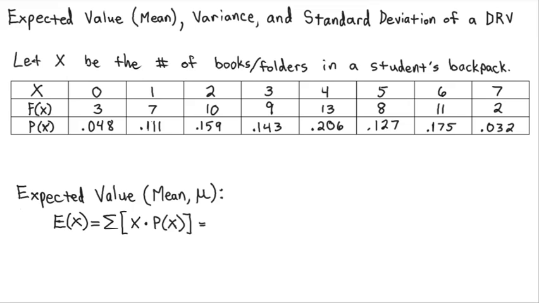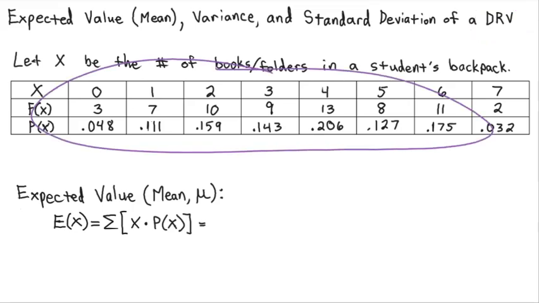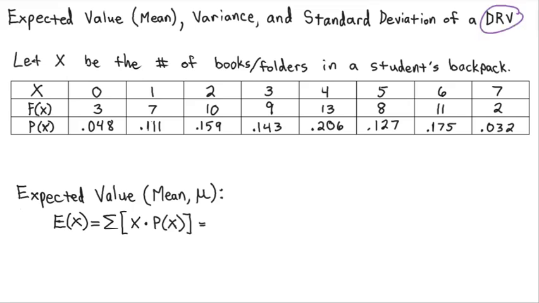All right, so now we're going to continue looking at discrete random variables and probability distributions or frequency distributions of a discrete random variable. We're going to continue with our example of the books and folders in a student's backpack. We're working off of the same frequency distribution and probability distribution here. And in this particular video, we're going to learn how to identify the mean of the frequency distribution, the variance of the frequency distribution, and the probability distribution, and the standard deviation of the probability distribution.